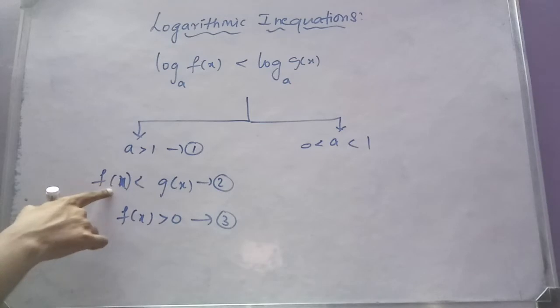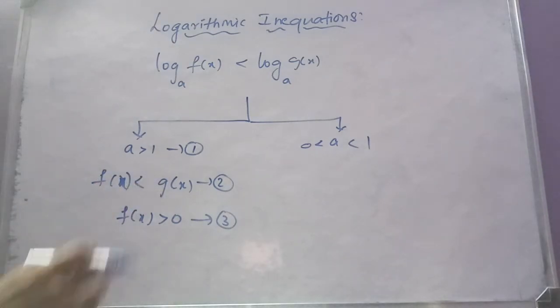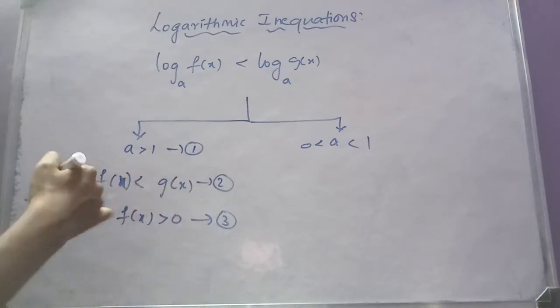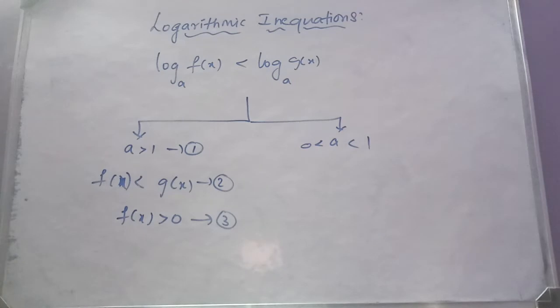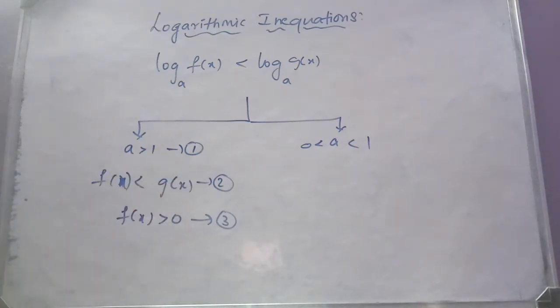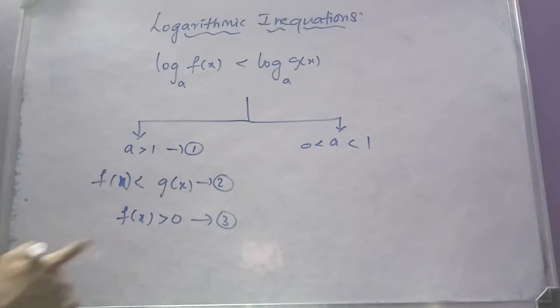Because g of x is greater than a positive number, automatically g of x will also be positive. If you make sure that f of x is positive, because of the second inequality, g of x also will become positive. Because positive is less than g of x means g of x must be positive. So if you solve these three inequations, you will get a solution set.